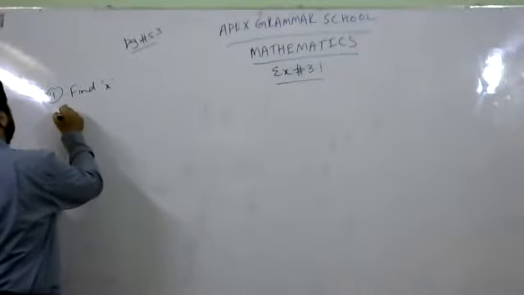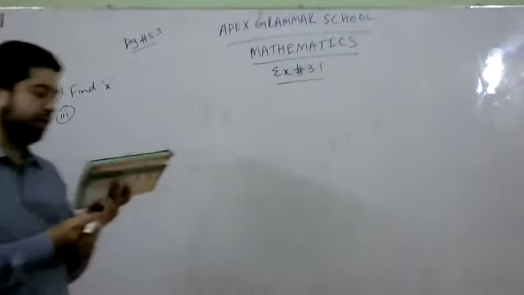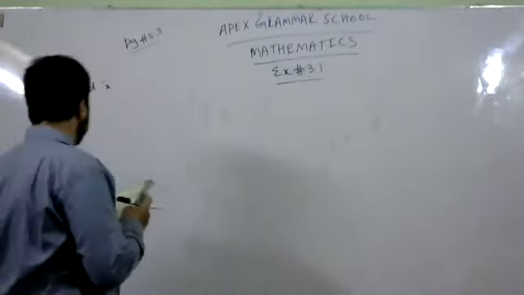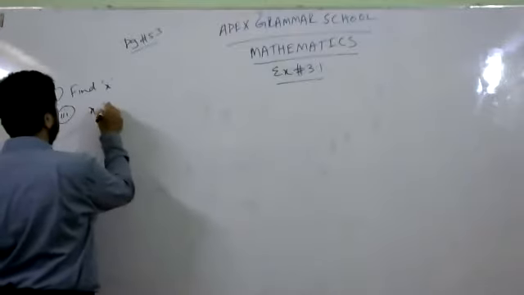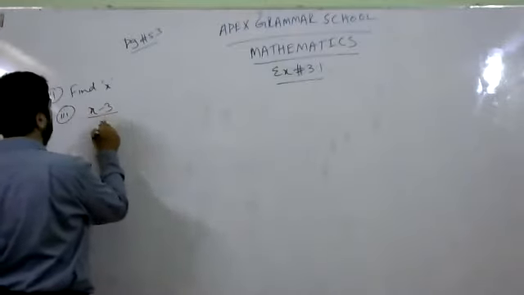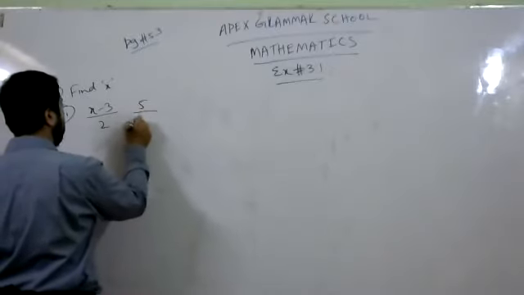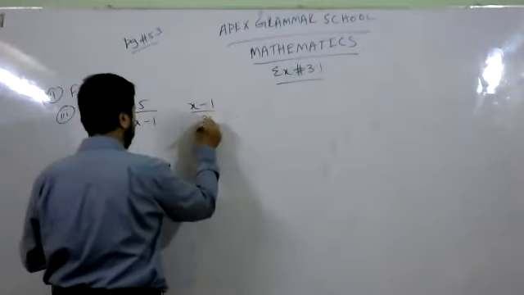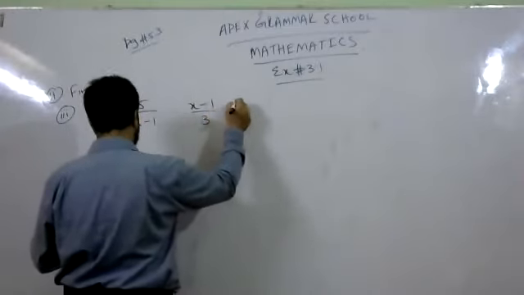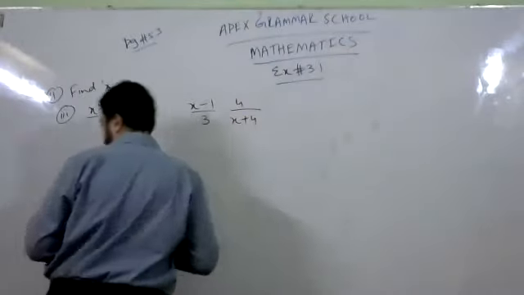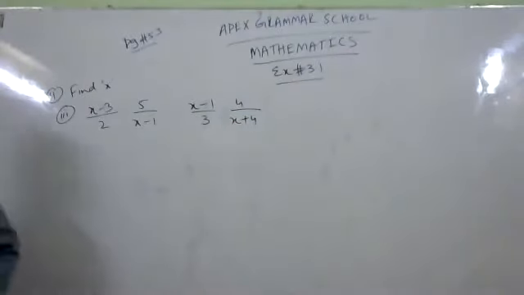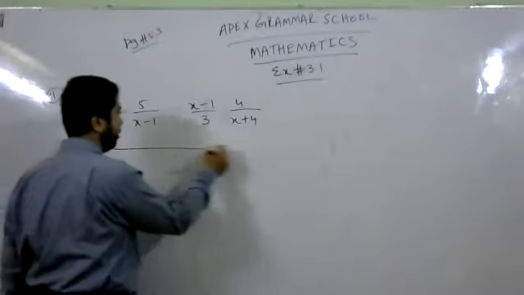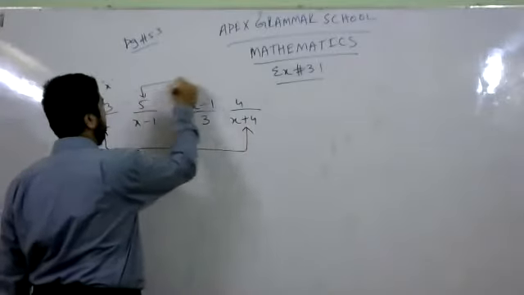In part number 2 also, we need to find only the value of x. And in part number 3, again we need to find the value of x. That is x minus 3 divided by 2 ratio 5 divided by x minus 1, and the proportion x minus 1 divided by 3 ratio 4 over x plus 2. Again, it's the same thing. What we need to do is, these are extremes and these are means.